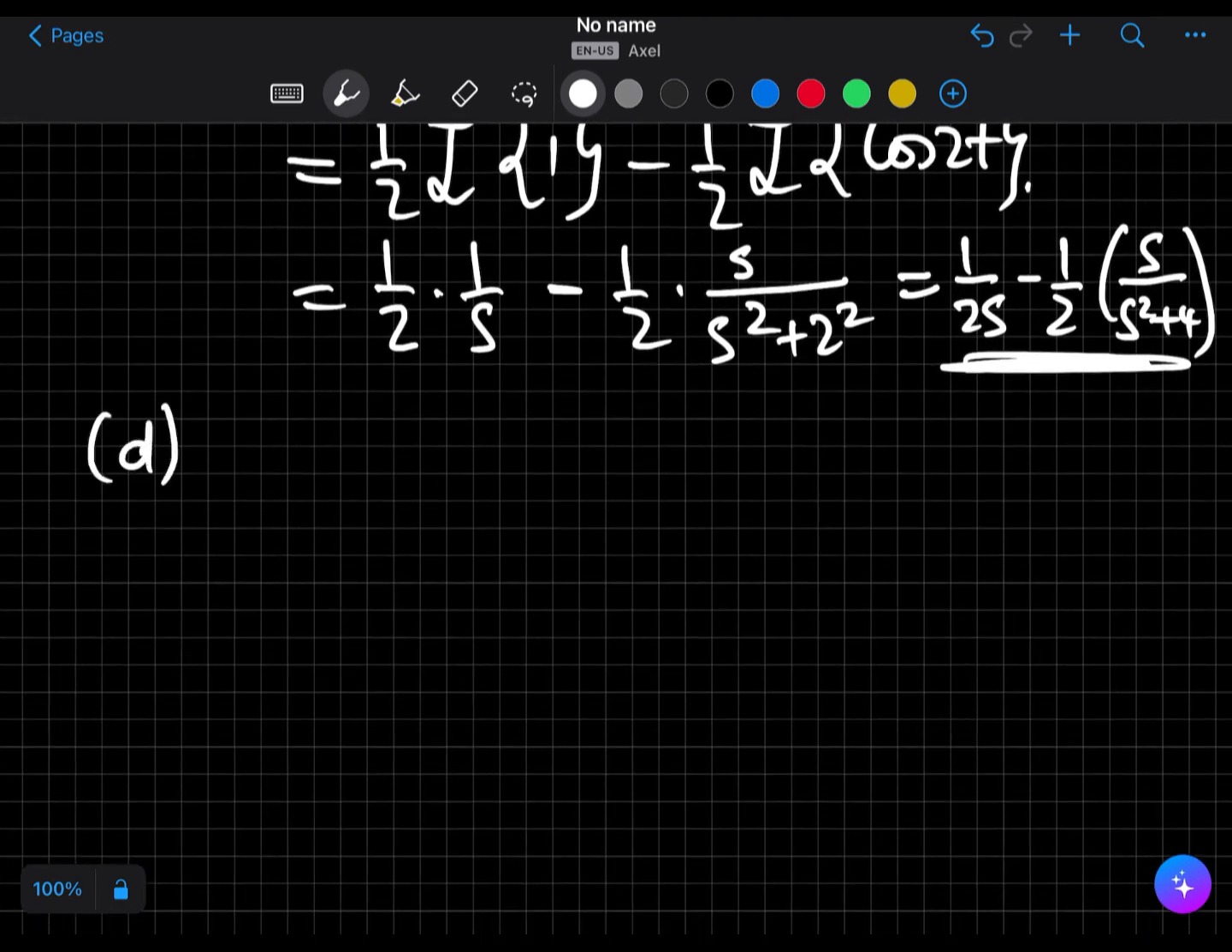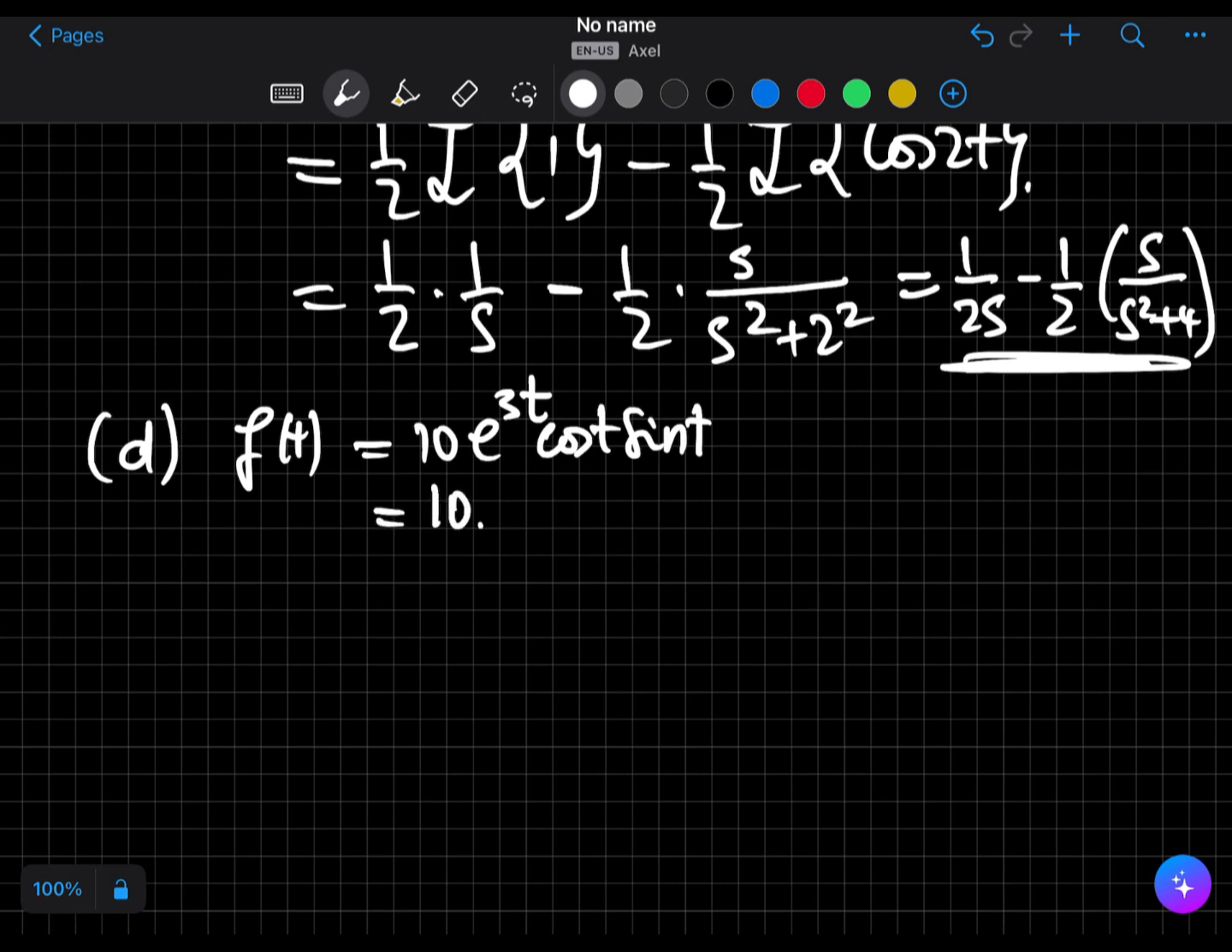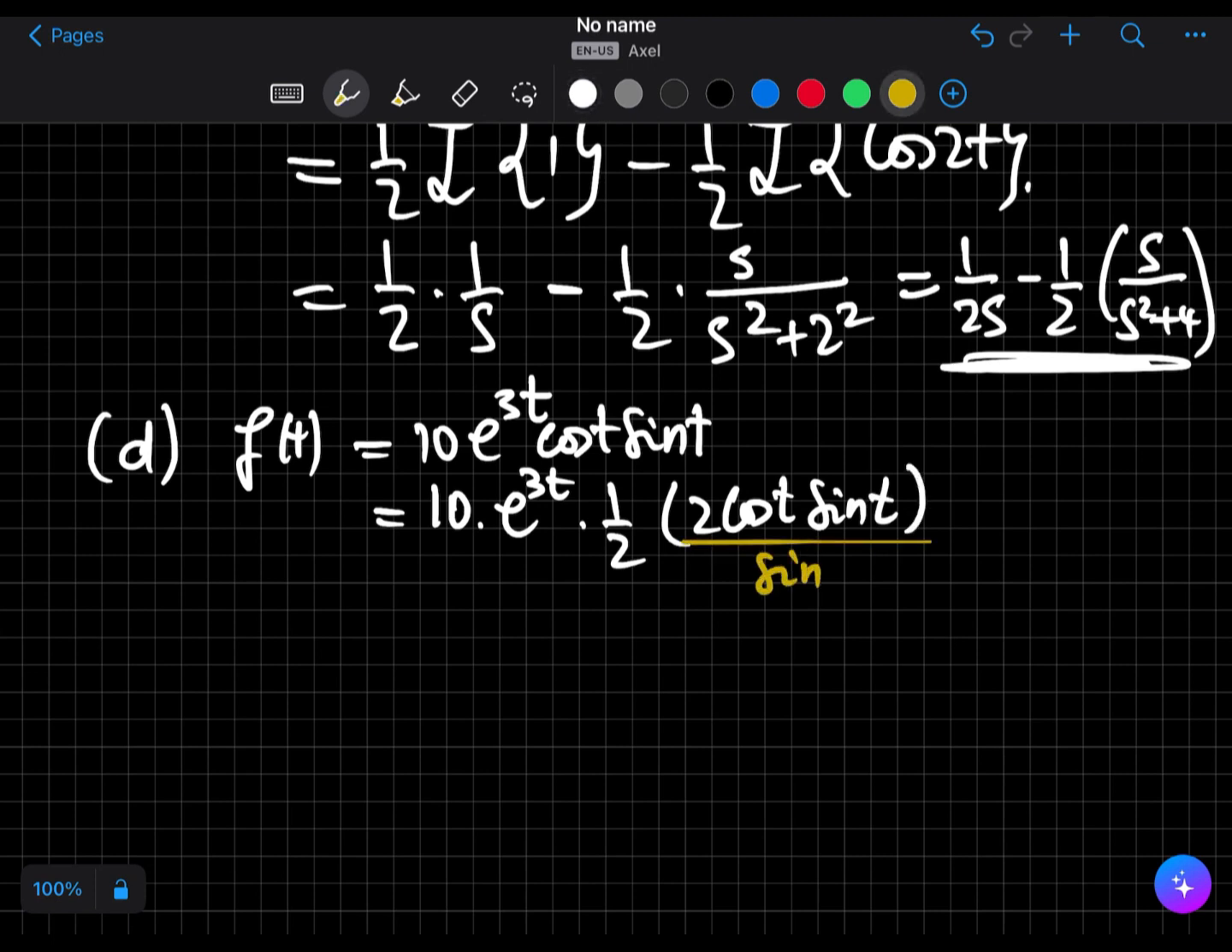And when I look at case D, f of t is equal to 10 e to the power 3t cos t sine t. This can be written as 10 times e to the power 3t times half times 2 cos t sine t, and we know that 2 cos t sine t is equal to sine 2t. So this is equal to 5 e to the power 3t sine 2t.